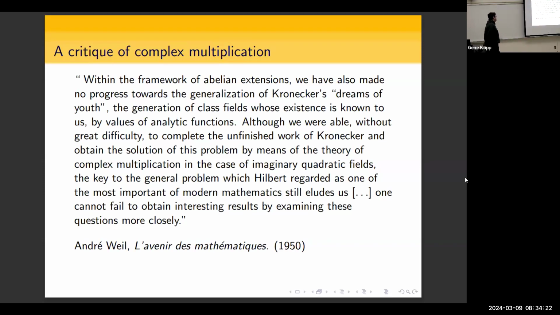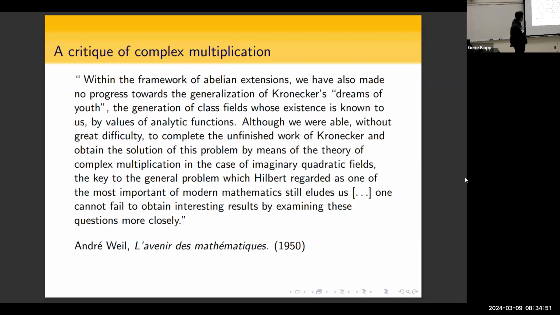This point was made by André Weil in a very nice article, which I highly recommend for those who haven't read it, called L'avenir des mathématiques, which was written in around 1950, so a little bit before the book of Shimura Taniyama. So Weil writes, within the framework of abelian extensions, we have also made no progress towards the generalization of Kronecker's dreams of youth, the generation of class fields whose existence is known to us, thanks to class field theory, by values of analytic functions.